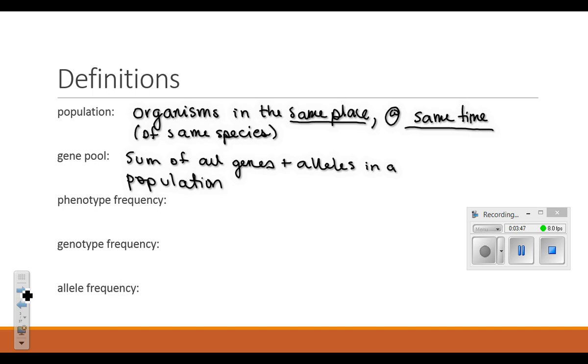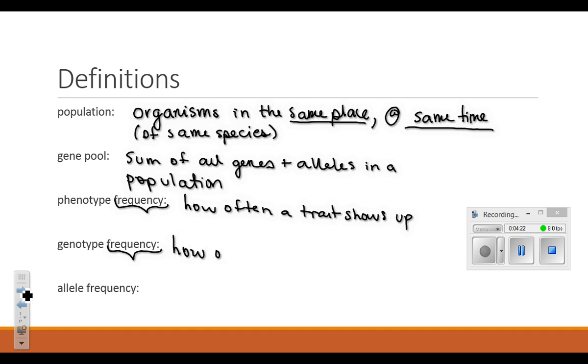Then we have 2 words that you already know, phenotype and genotype, but we've added the descriptor frequency. So does somebody want to tell me what frequency means? How often it occurs. So phenotype frequency is how often a trait shows up. That one is usually easy. You look at an organism. Do they have that trait? Yeah or no? Genotype frequency is a little bit trickier. Genotype frequency is talking about how often a genotype, and by genotype we mean combination of alleles, shows up.